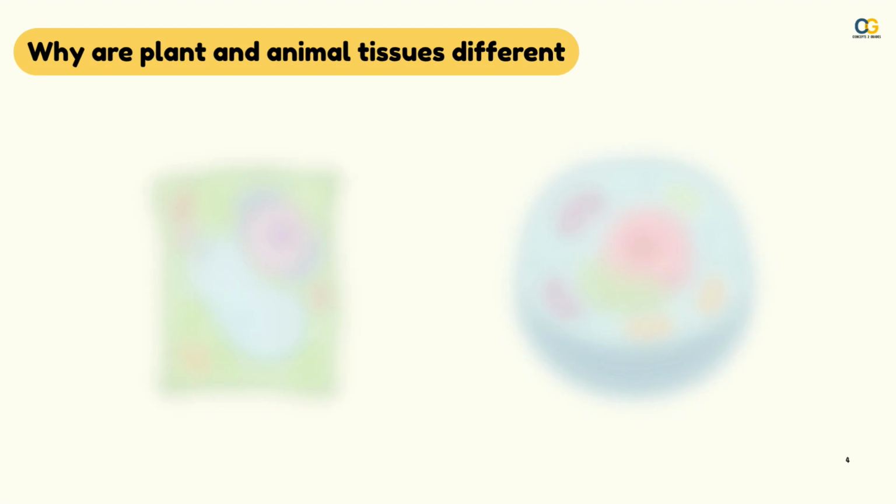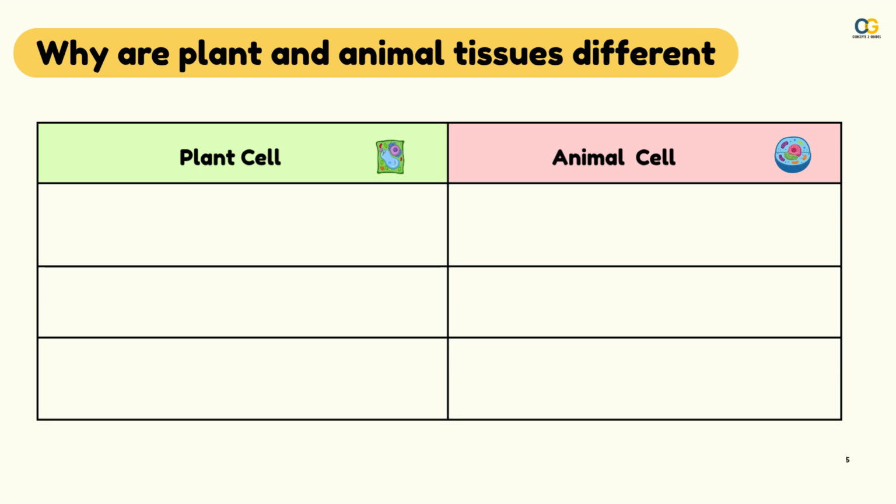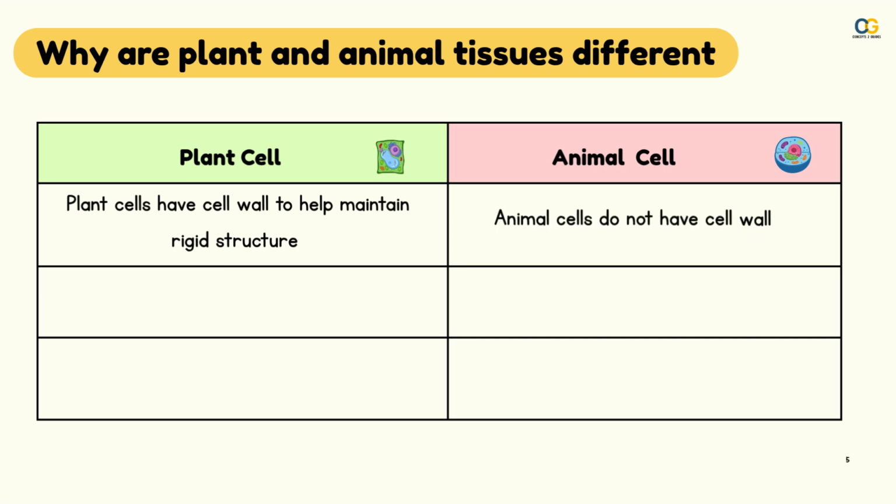We have seen the different types of cells in the previous chapter. Now let us understand why plant and animal tissues are different based on the plant cell and the animal cell. Plant cells have a cell wall to help maintain a rigid structure, whereas the animal cells do not have a cell wall as animals are mobile.